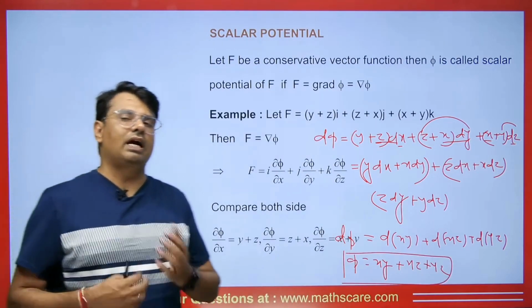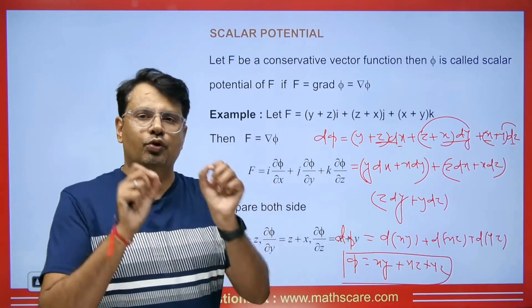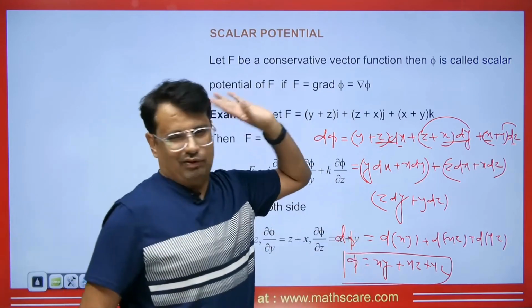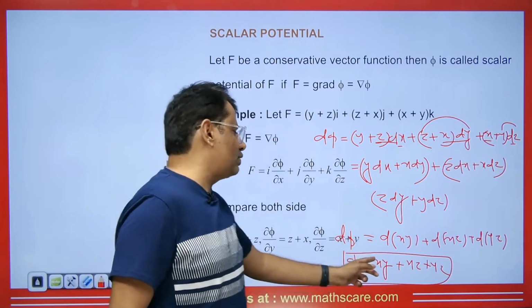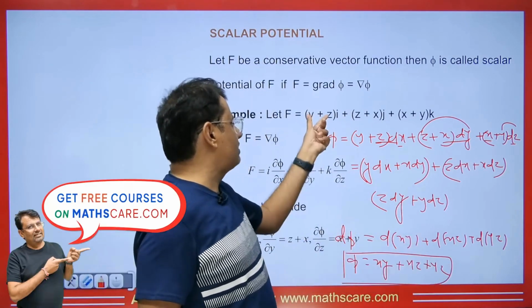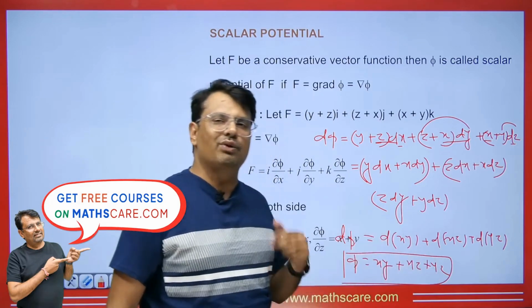If you have any doubt whether this is the answer or not, you don't need to do anything else. If you want to check if your answer is wrong, calculate the gradient again. How to calculate the gradient? The whole derivative with respect to x into i will be y plus z into i. The whole derivative with respect to y into j.